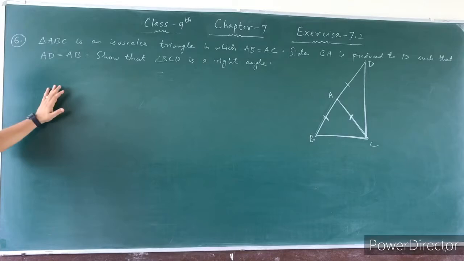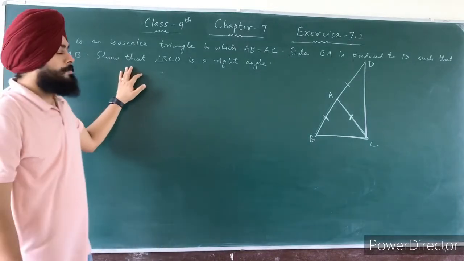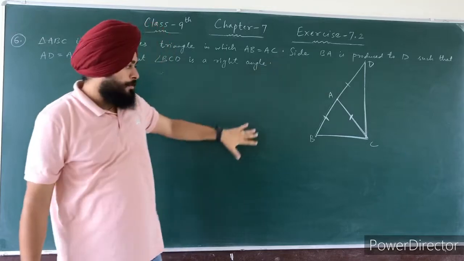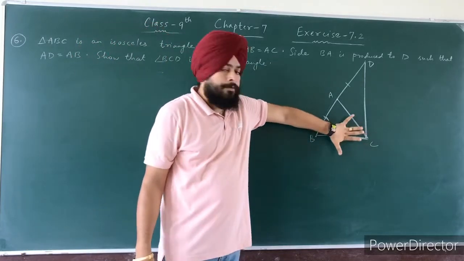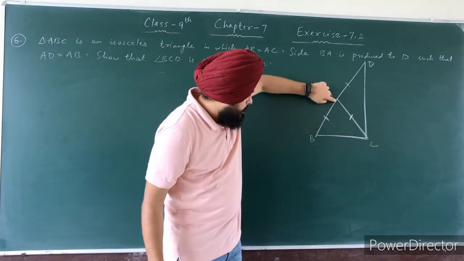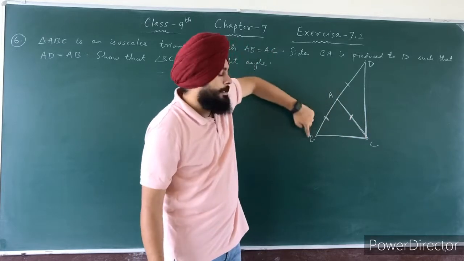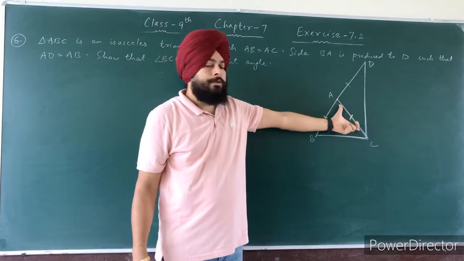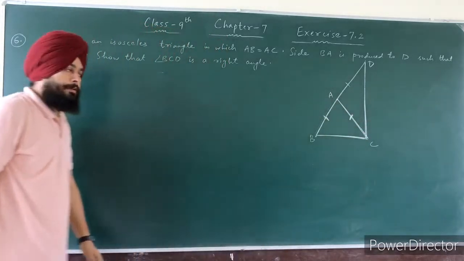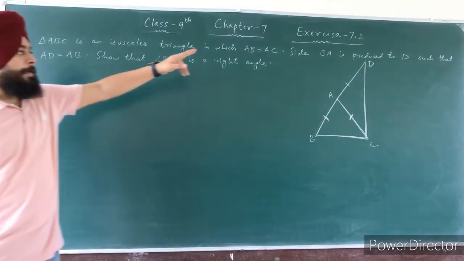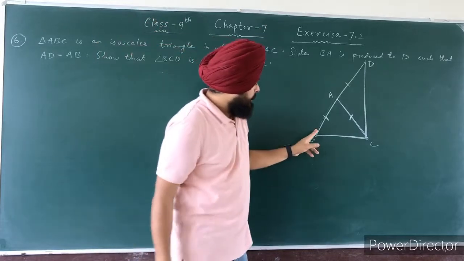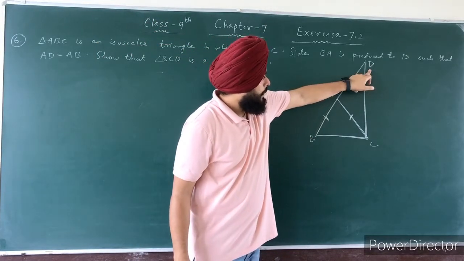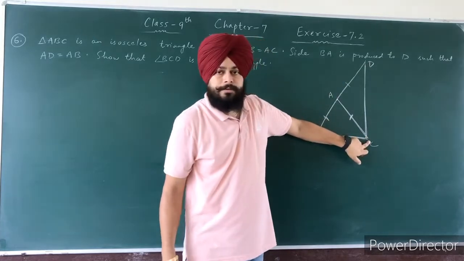So the question is: triangle ABC is an isosceles triangle in which AB is equal to AC. The figure is already given in your book. You can see that ABC is an isosceles triangle in which side AB is equal to side AC. It is given that side BA is produced to D, and D is joined with C.